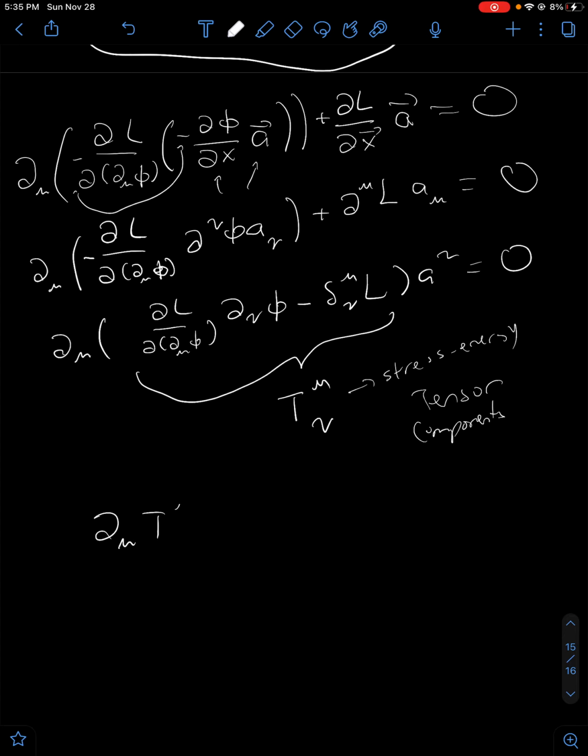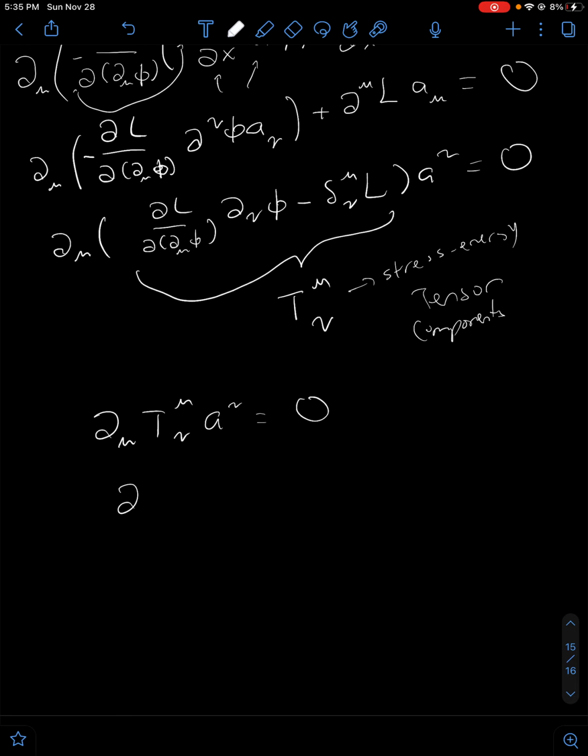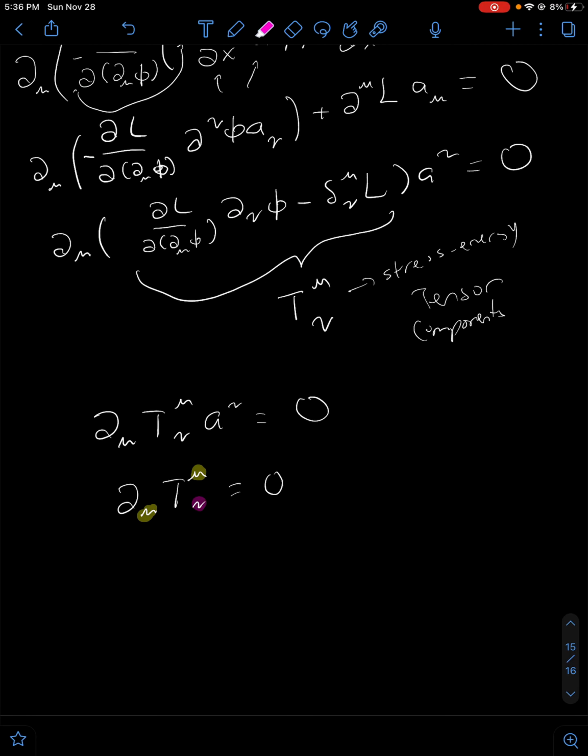So we have partial mu, T mu nu times A nu equals 0. We divide both sides by A to get that partial mu T mu nu equals 0. I want to make this clear. This is a mu, okay? And this equals 0. So these are the same thing, and this is a different thing.